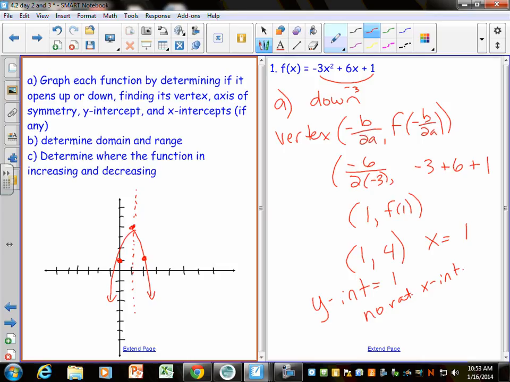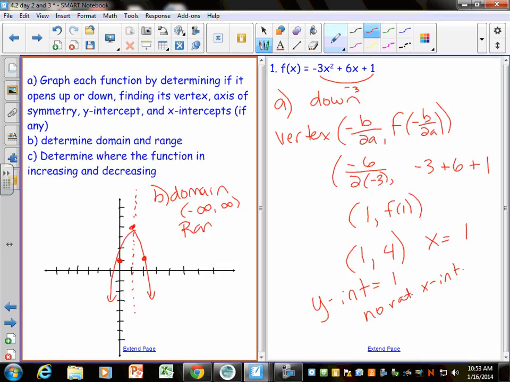What would the domain of this be? Domain of a quadratic function. Any quadratic function. X's can be anything, because although it's kind of opening down, it's still going to go on forever, and every x value that you could think of, you could plug in there. So the domain of every quadratic function is all real numbers, which I'm going to say is negative infinity to infinity.